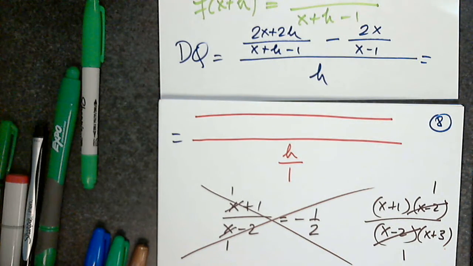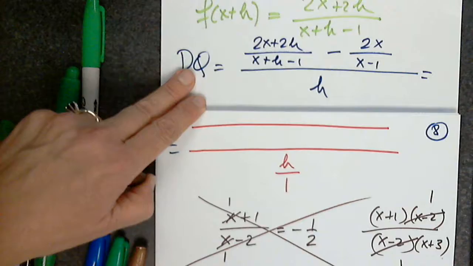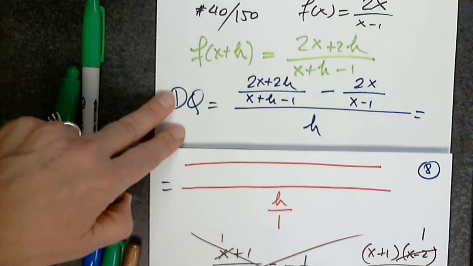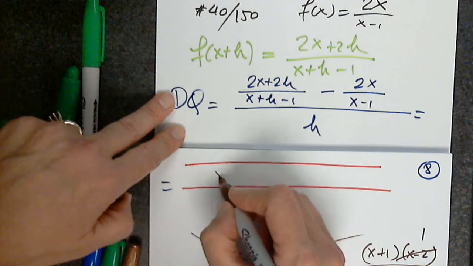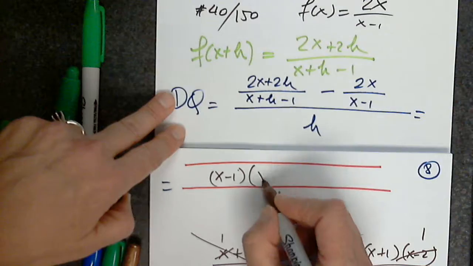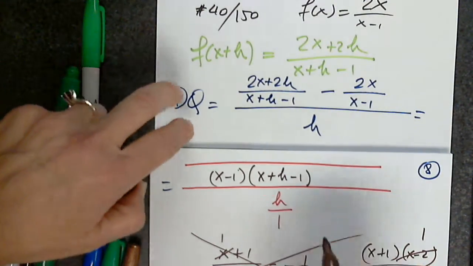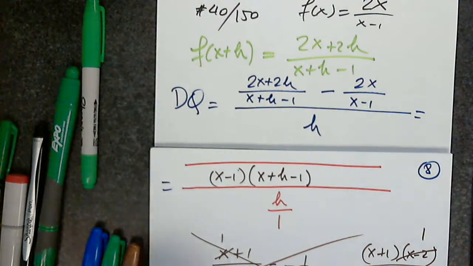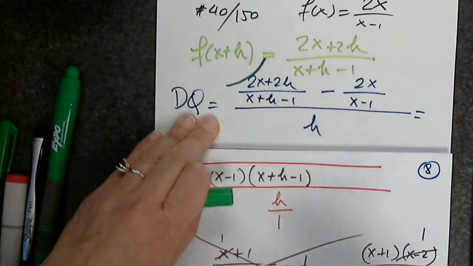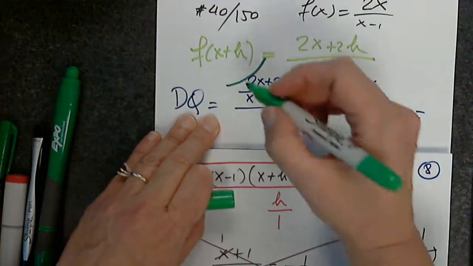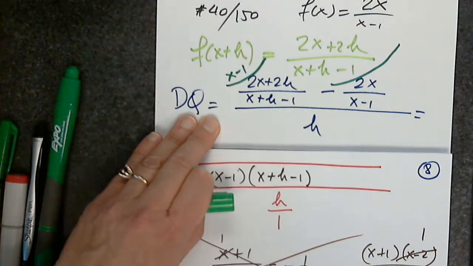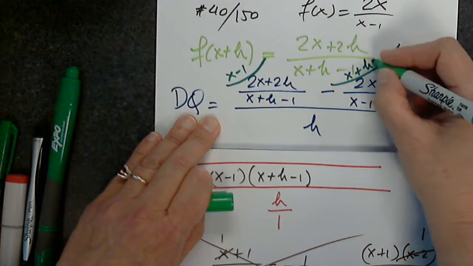Yes, Shane? So when we add or subtract these two fractions, what is the least common denominator? Open parentheses x minus 1, close parentheses, open parentheses x plus h, close parentheses minus 1. Yes. But then we need what? We need to multiply the numerator of this fraction by x minus (x minus 1), and we need to multiply the numerator of this fraction by x plus h minus 1.